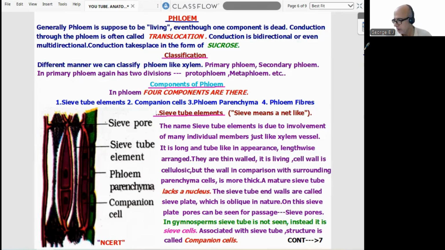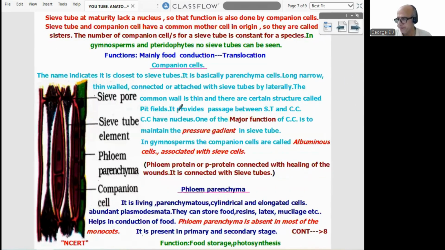Angiosperm. Now we can continue with the sieve tube. Sieve tube at maturity lacks a nucleus, so that nuclear function is also done by the companion cell. Sieve tube and companion cells have a common mother cell in origin. That is why they are often called sisters. And one more specificity is the number of companion cells for a sieve tube. It is constant for a species, just like our chromosome number.